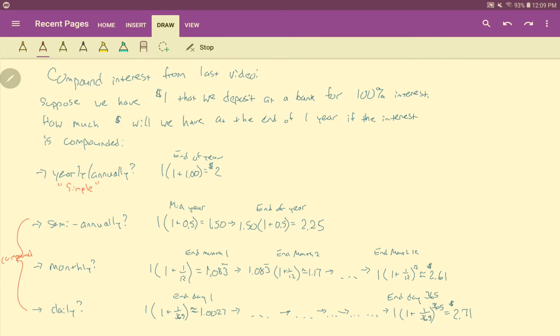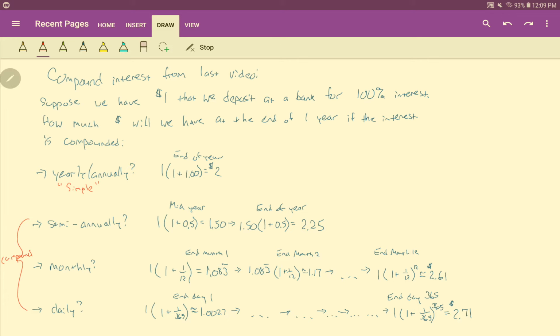Finally, I also did daily, so you can see the 1 over 365. Again, I didn't write out all the days, that would be quite a bit, and I just ended up using the compound interest formula. So again, initial investment principal $1, our interest rate was 100%, so 1 as a decimal, 365 for the number of times compounded, and then 365 times time, which is just 1 year, so 365 is the exponent there. I get $2.71.